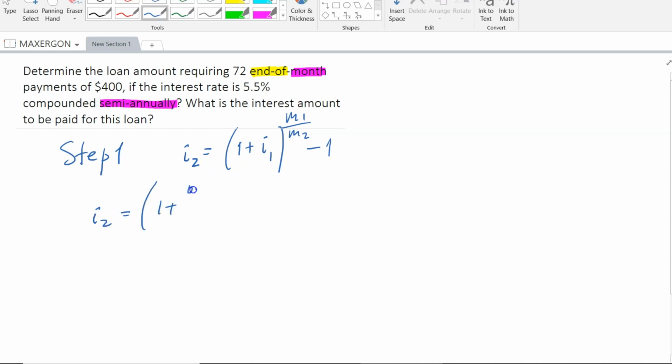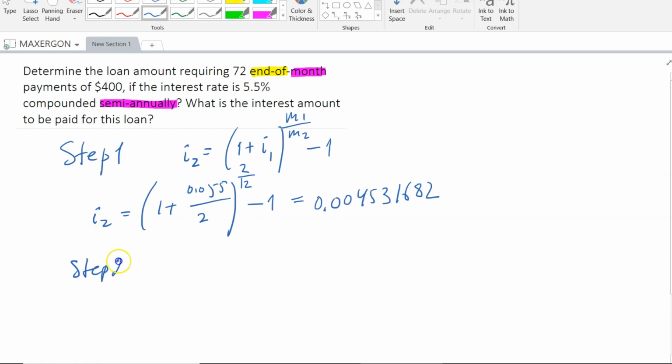(1 + I1)^(2/12) − 1, where I1 is 0.055 over 2. So once again, 0.055 over 2 is the periodic rate, which is the known periodic rate compounded semi-annually. 2 is the number of times that known periodic rate is compounded, and 12 is the number of times the unknown rate must be compounded. We are ready to compute it now, which will be 0.00453168. We'll keep this value in the calculator and proceed to step 2.